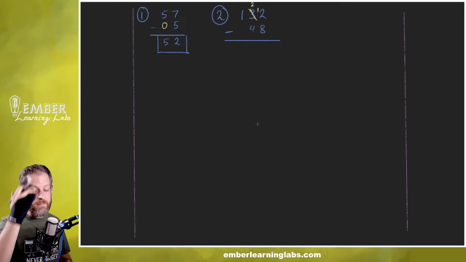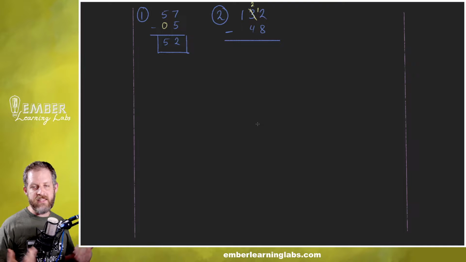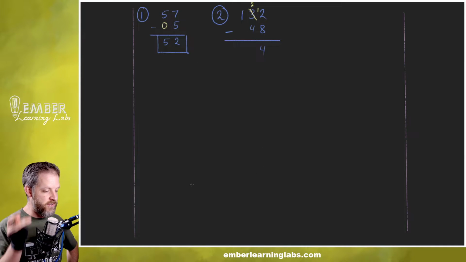Some of you just skip count in your head. There are all kinds of different ways to think about it, and the more you practice it, the more it's just going to be natural and come quick, right? So 12 minus 8 is, in fact, 4. Make sure you're changing your colors, all the things.